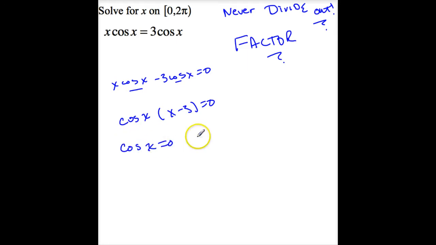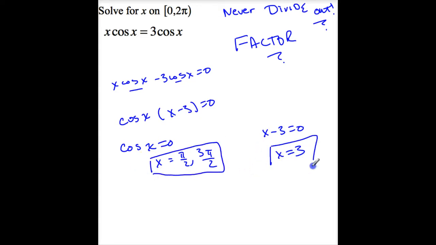Now cosine of x is 0 on 0 to 2 pi when x is pi over 2 and 3 pi over 2. You have to work in radians. You can never say 90 degrees. That makes no sense. X minus 3 equals 0 when x equals 3. So here are my solutions. I'm going to box them for you.